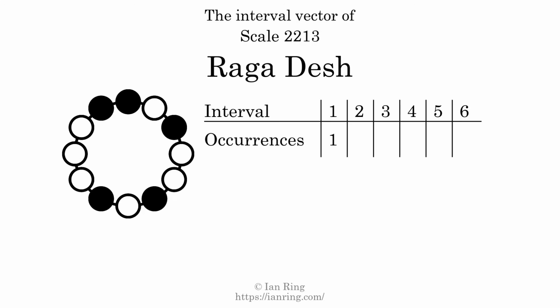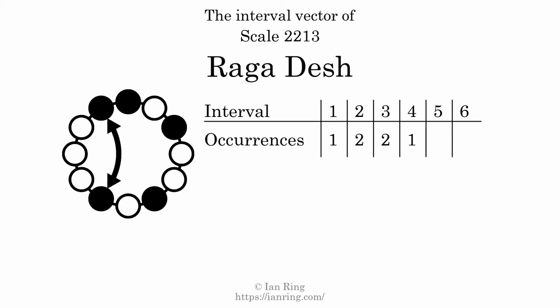There is one interval with a size of 1 semitone. It is here. There are 2 intervals with a size of 2 semitones. They are here and here. There are 2 intervals with a size of 3 semitones. They are here and here. There is one interval with a size of 4 semitones.